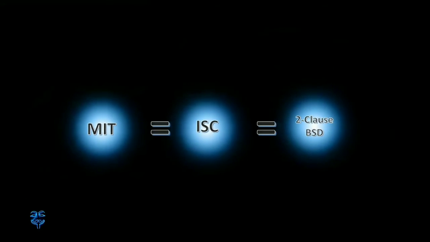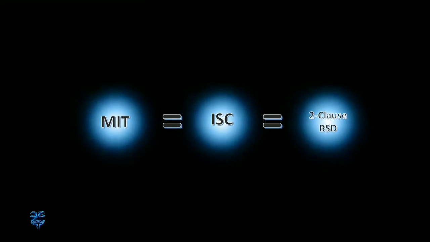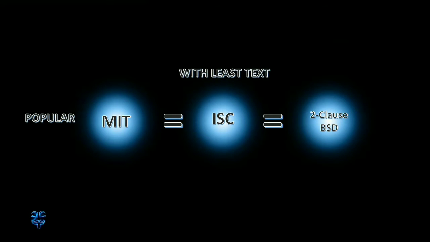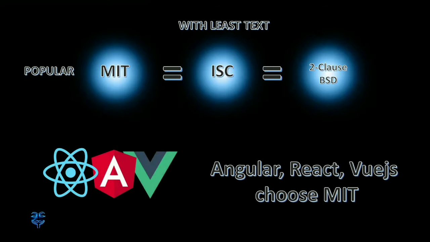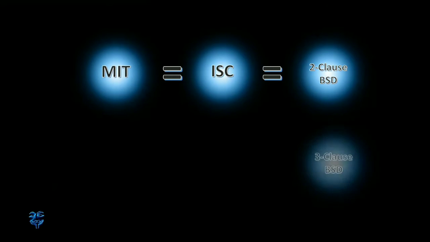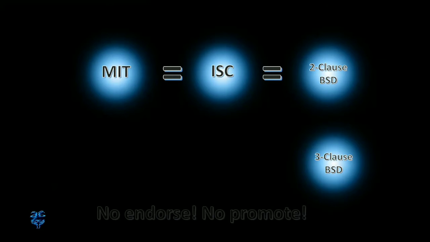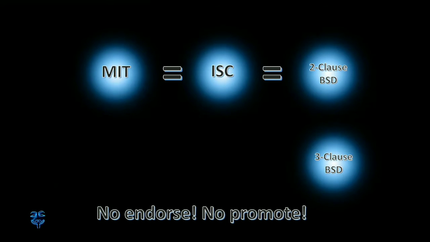They can be stated as, hey, use my source code, do whatever you want, just do not sue me, and add a notice in your product. ISC has the least text, and MIT is the most popular. All three JavaScript frameworks, Angular, React, and Vue.js, use MIT. The 3-clause BSD license has one clause in addition to the 2-clause. It doesn't allow you to endorse or promote products using the name of the copyright holders or contributors. Go language uses 3-clause BSD.